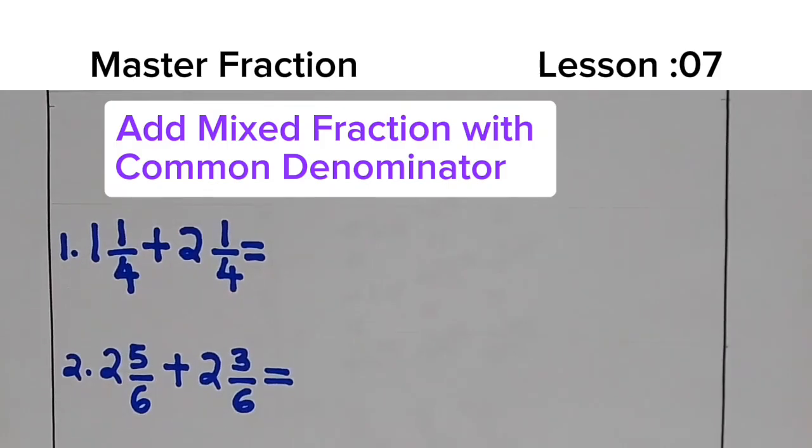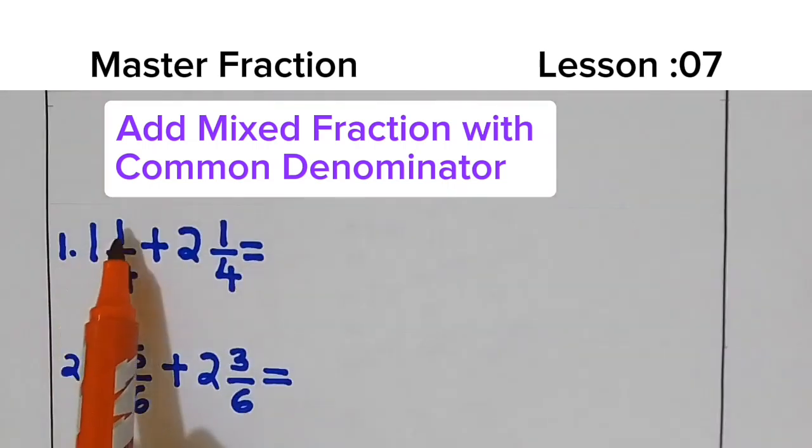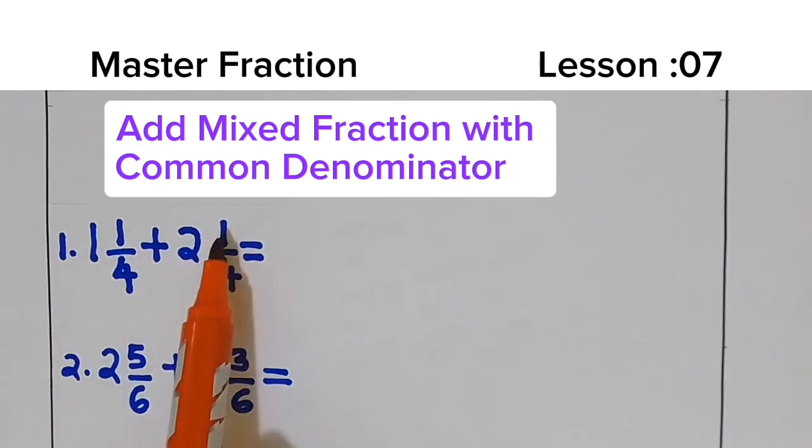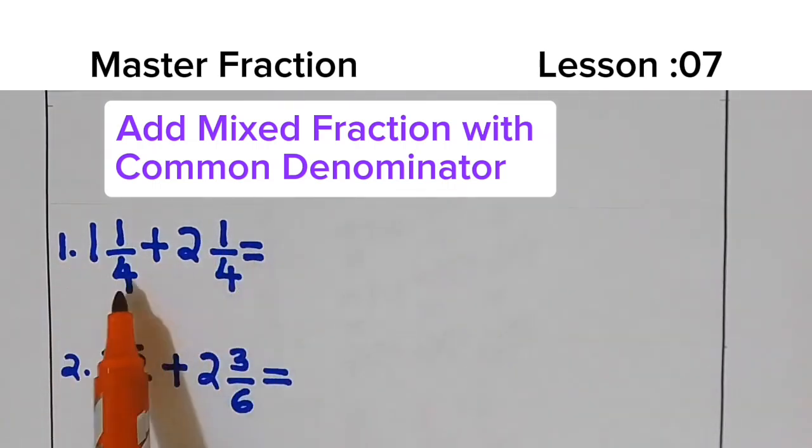Welcome to Mastering Fraction Lesson 7, where we are going to add mixed fractions with common denominator. Let's start with question number 1. We have 1 1/4 plus 2 1/4. We have mixed numbers with the same denominator.